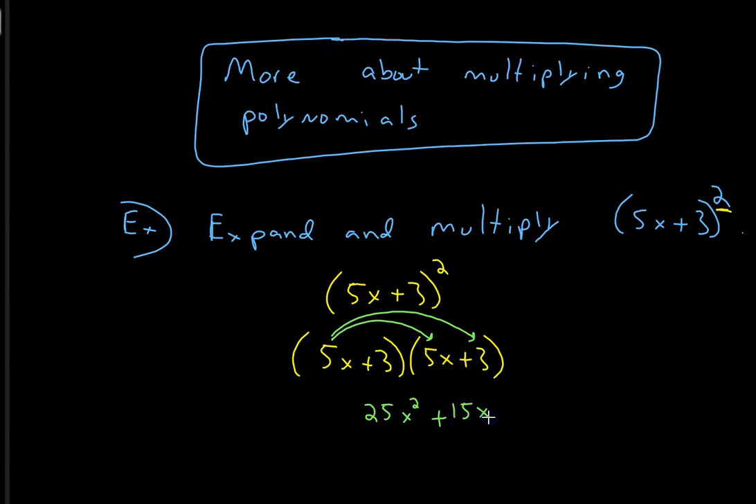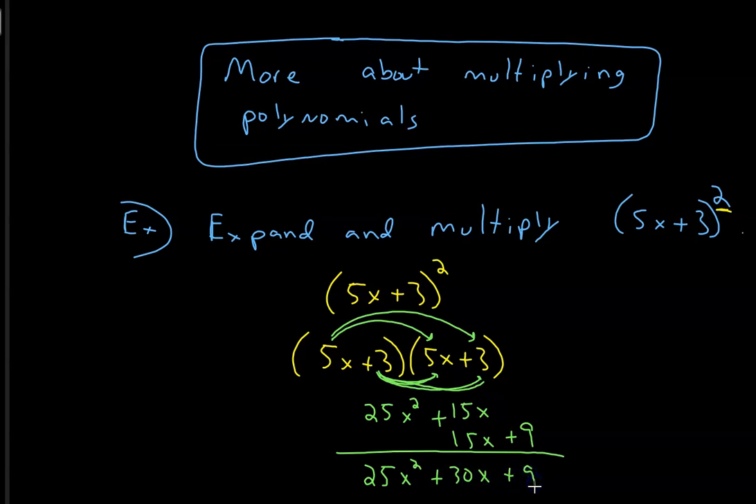And then from there, I could take 3 times 5x, and then 3 times 3. And then 3 times 5x would be 15x again. And then the 3 times the 3 should be 9. So our answer should be 25x squared plus 30x plus 9. That's the answer for the expansion of that polynomial.